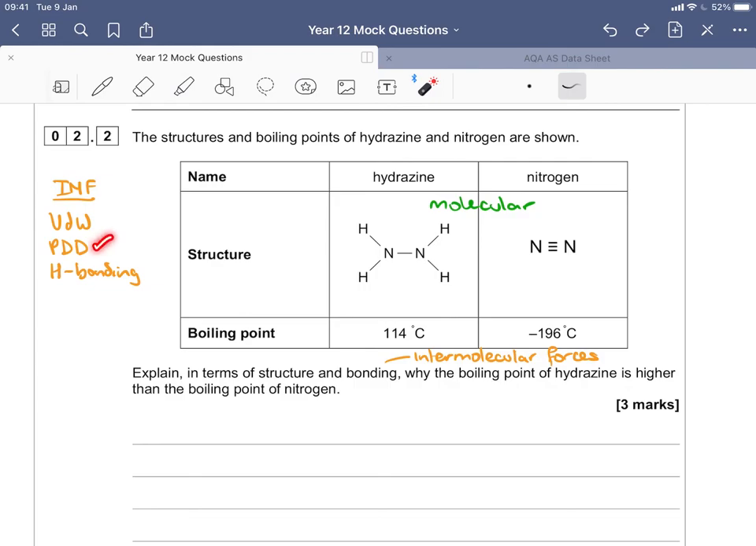Now, permanent dipole is a consequence of a difference in electronegativity between atoms. And really, when we're talking about molecular substances, we're talking about non-metals. And so we're really considering whether there's nitrogen, oxygen, or a halogen. They're the elements that are typically going to lead, as long as they're bonded to something different, to a difference in electronegativity, and therefore a dipole. And then we have to consider the shape of the molecule to decide whether the dipole is permanent or not. And then finally, hydrogen bonding.